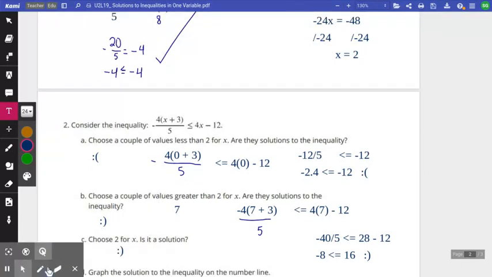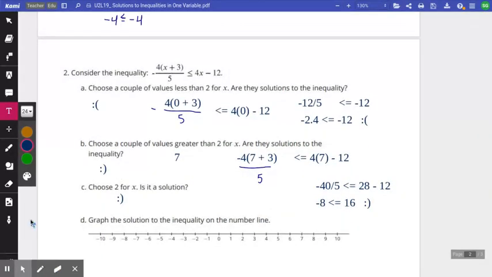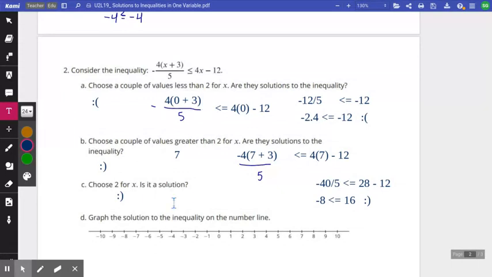The last part of this question here is graphing the solution to the inequality on a number line. At this point, we figured out from our different test points we used that numbers that are less than 2 are not a solution, numbers that are greater than 2 are a solution, and 2 itself is a solution. That is enough information for us on this graph to show what that solution set to the inequality is.